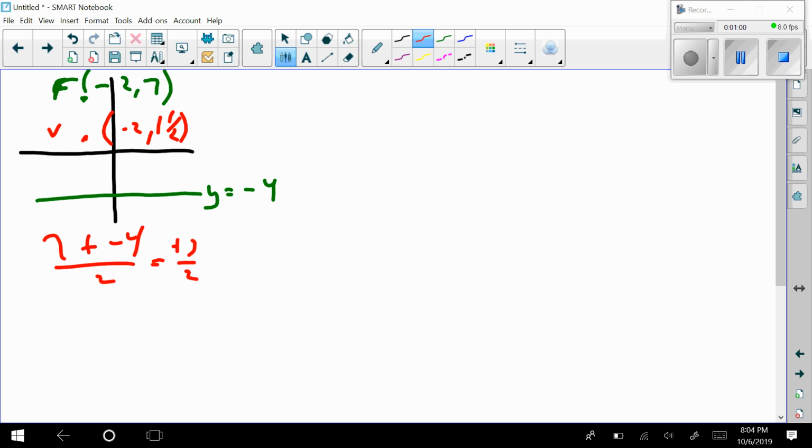1.5 is how many units away from 7? Let's see. 7 to 1 is 6, so it must be 5.5 units that way, and 5.5 units the other way. Okay, now I got it.